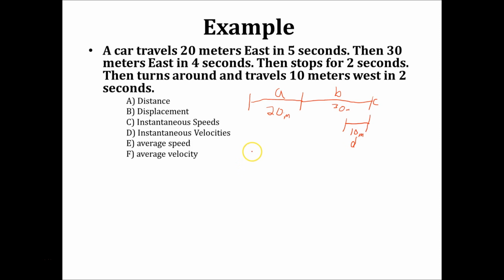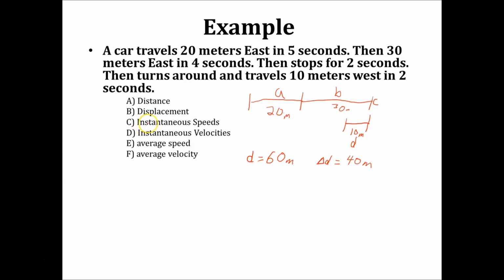Okay, let's go ahead and solve this. The first one is we're going to look for the distance. And distance is how far did we go in total? So we went 20 meters plus 30 meters plus 10 meters. So that's going to be 60 meters. The total distance that the car traveled was 60 meters. The displacement, on the other hand, is how far you are from where you started. So this guy went 20, 30, and then came back 10. So if we started here, he's going to be 40 meters away from where he started. So we're going to write the displacement here as 40 meters.